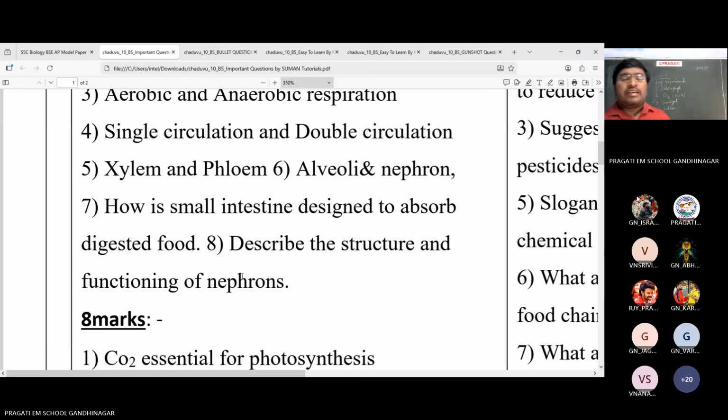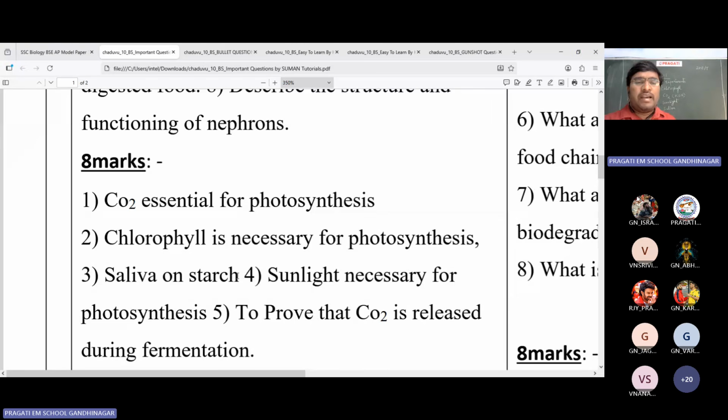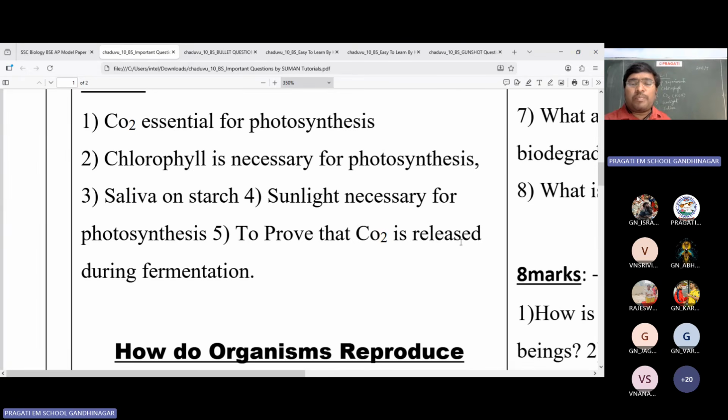And then life process 8 marks. I already explained, but I'm giving it here. See, carbon dioxide is essential for photosynthesis. Chlorophyll is necessary for photosynthesis. I already discussed the action of saliva on starch. And one more important question is sunlight is necessary for photosynthesis. And to prove that carbon dioxide is released in fermentation. These are also important questions in the life process lesson.